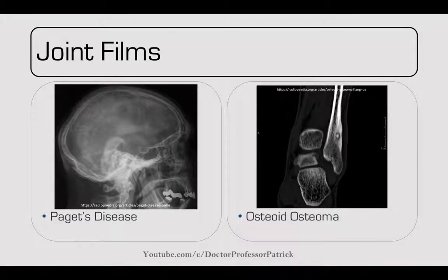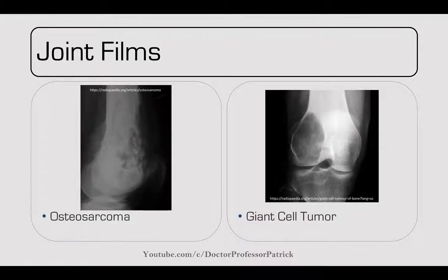Next is Paget's disease with the classic mosaic pattern of bone and thickening of the skull. Next is an osteoid osteoma, so the central ossification and lucency. Next is an osteosarcoma with the sunburst pattern and Codman's triangle and a giant cell tumor with a very soap bubble appearance. So that finishes up the rheumatology chapter.